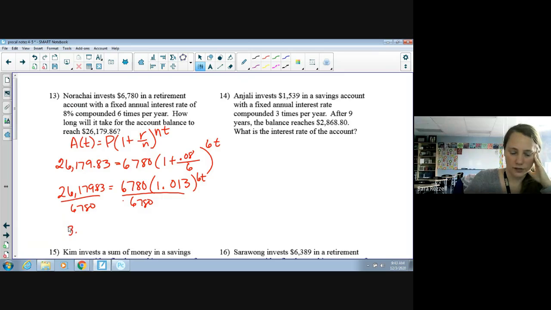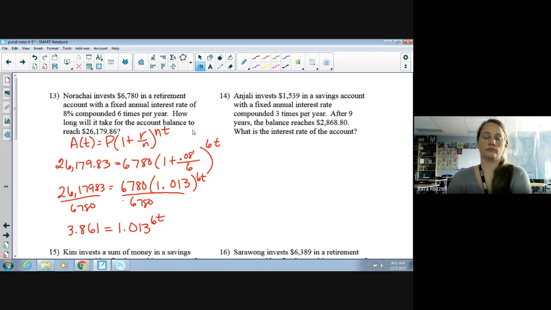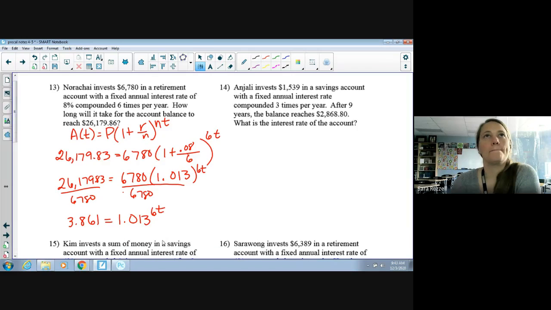And that gives us 3.861 equals 1.013 to the 6t. And now it's in perfect form to write it as a logarithm. What is our base going to be?